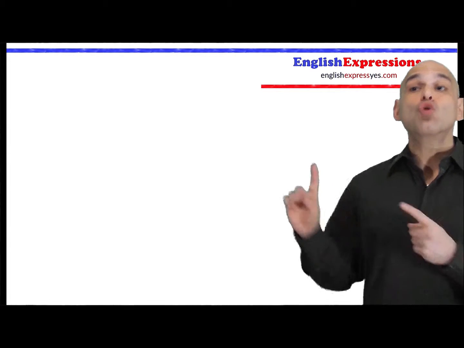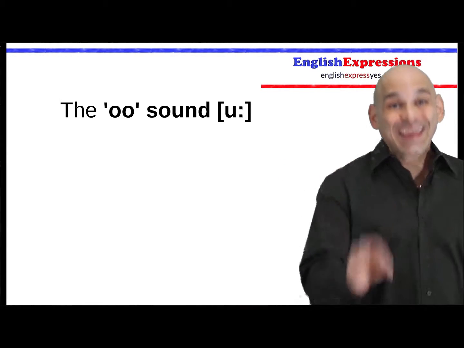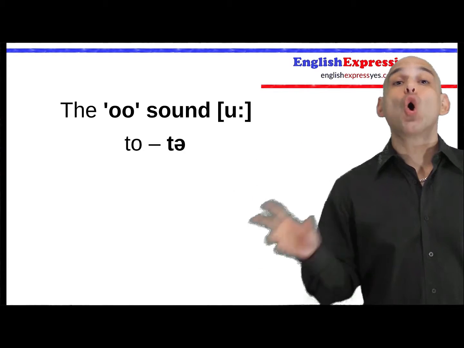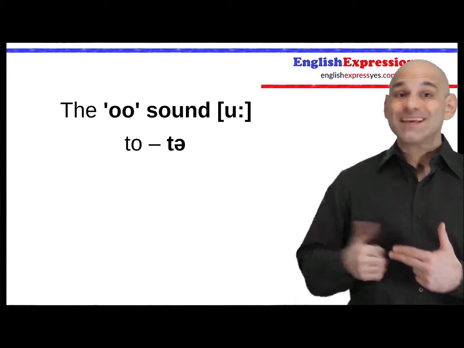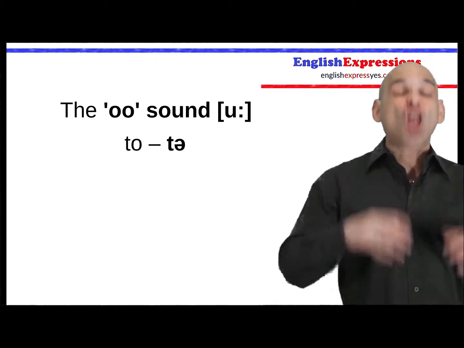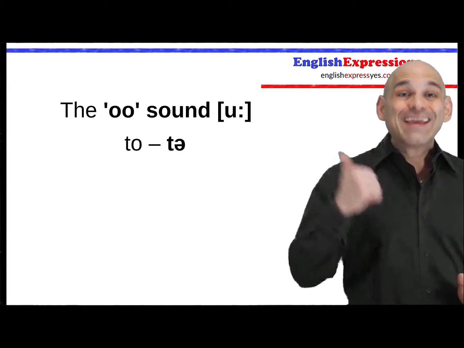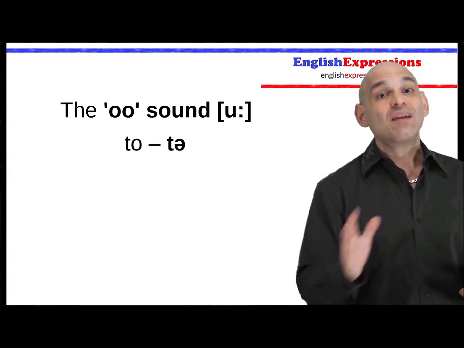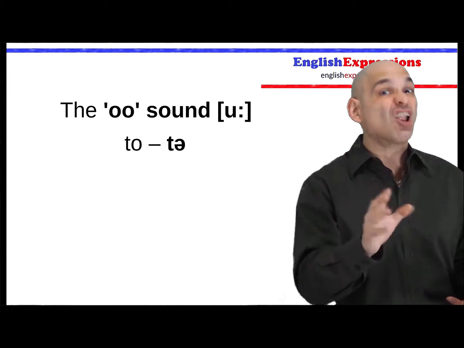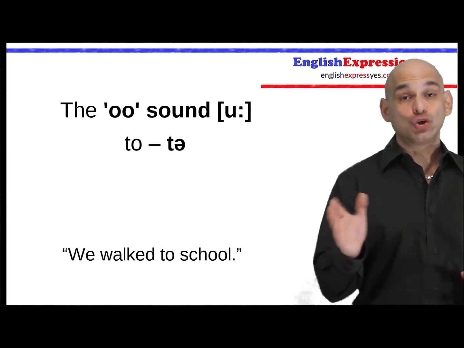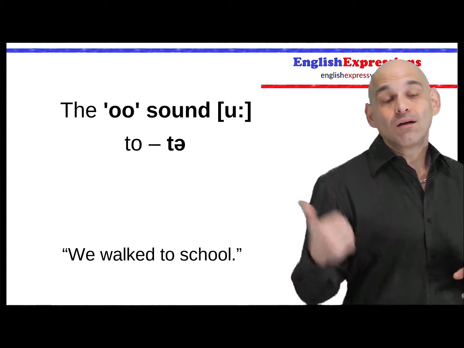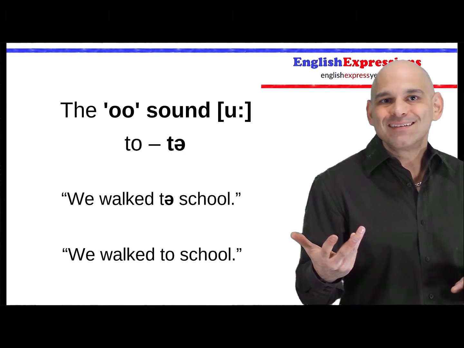We also do this for the oo sound in only two prepositions: "to" and "toward." So for "to," we don't say "to." We say "t." And you will say this a lot. In a conversation, especially with a native English speaker, you can say "t" a lot, and you will hear it a lot. We walked to school. It's too long. We say "t." We walked to school.